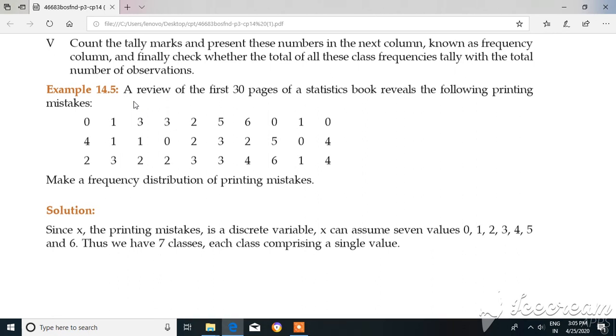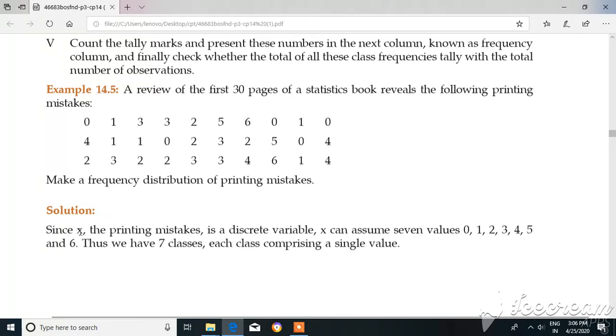Here we will continue the previous problem. They have given the misprints of a particular statistics book for the first 30 pages. Here the minimum value is 0 and the maximum value is 5, right. So what will be its range? Its range will be 5 minus 0 equal to 5.